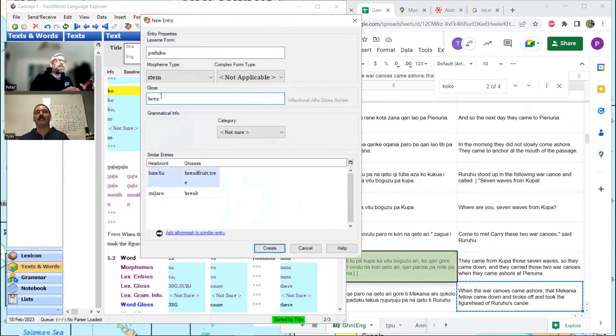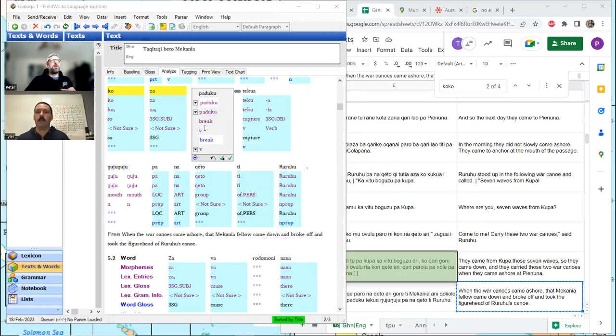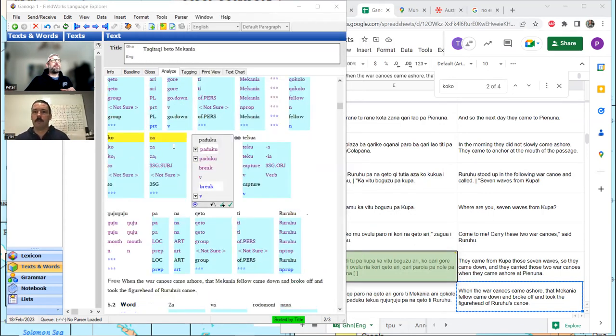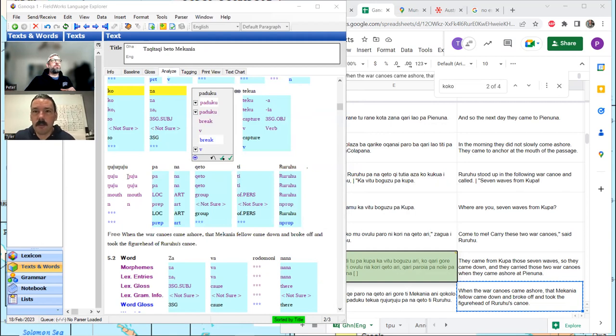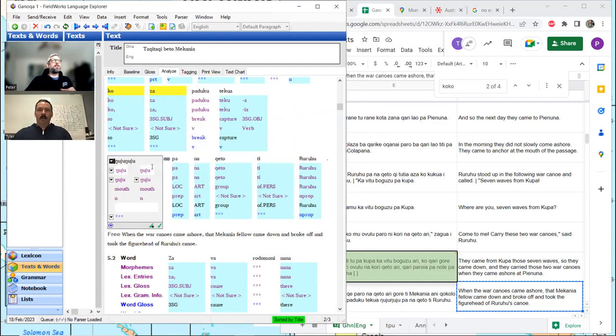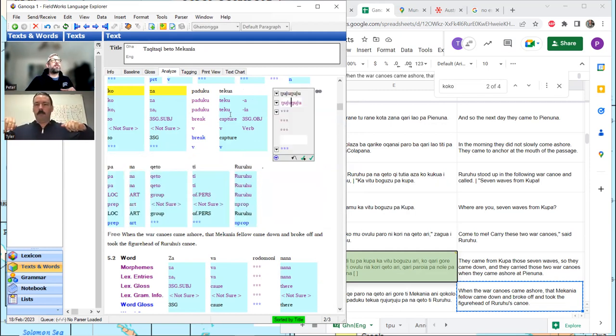Okay, I'm going to call this break. I know we already have a break word. Give me a break. Don't know what else to do with it. Definitely going to call it a verb. This is a great serial verb because we get the third singular subject, break, teku, then the object agreement. Muzu muzu, I'm going to do something crazy here. I'm putting it back together. I'm making it its own word.